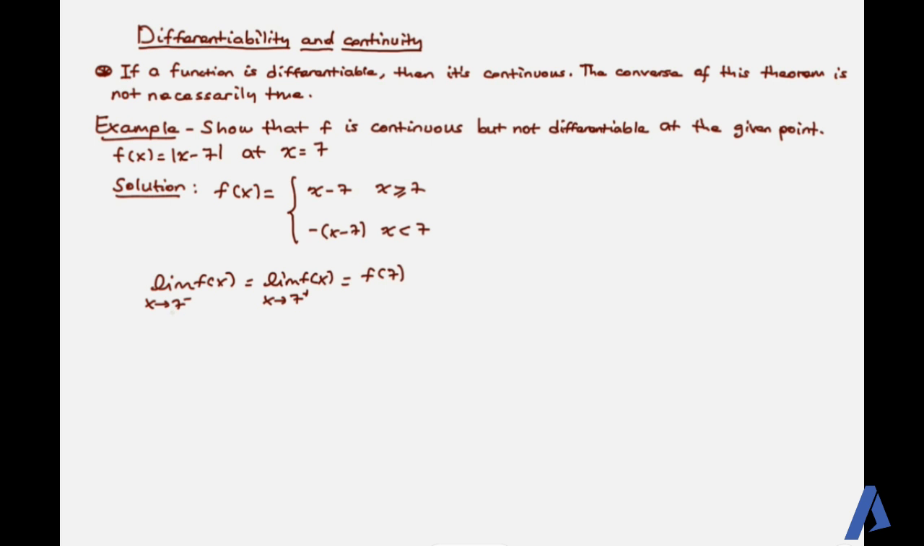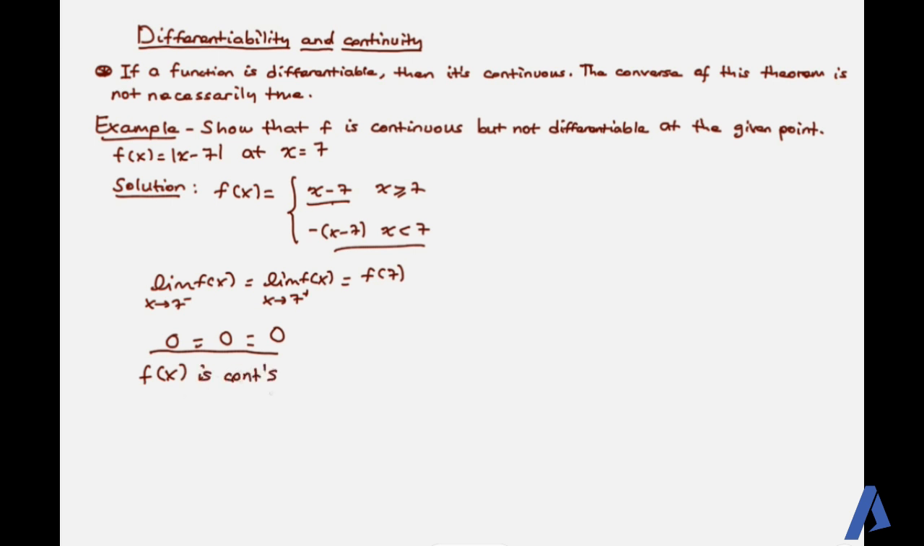So as x approaches 7 from the left, we use this function, and at x equal to 7 it is 0. Then the limit of f of x as x approaches 7 from the right, we use this other function, still 0. f of 7 is also 0. So all three are equal, which means f of x is continuous.